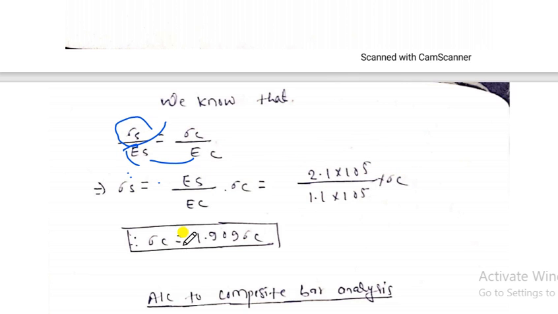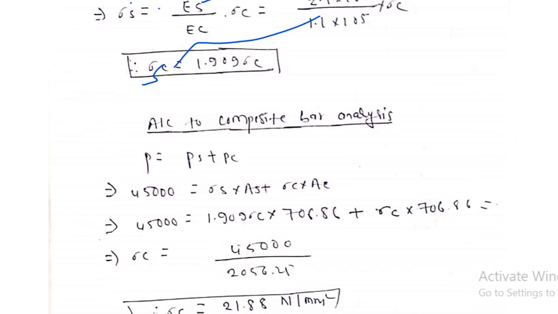The different values of Es and Ec are given in the question itself. So the stress induced in copper is equal to 1.9096 times the stress induced in steel. Here it will be sigma s, the stress induced in steel, equal to 1.9096 times that of copper. We have already converted the strain into one unit.